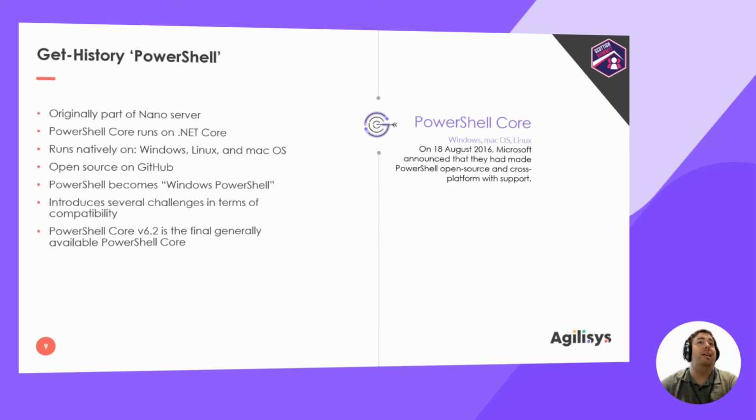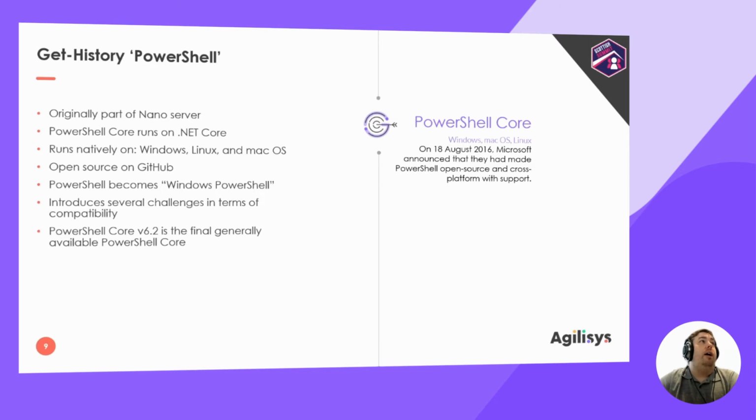Now, one of the key things is that they had only about a third of the cmdlets. And one of the key reasons, probably, is that you're moving from a world where you have Windows-specific cmdlets to a world where you have cmdlets that are standard across Windows, Unix, and macOS. Now, PowerShell Core went to version 6.2, which is the latest available version of PowerShell Core.